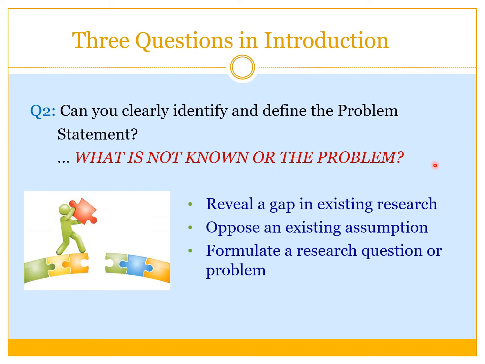Question 2 is, ask what is not known. After you have mentioned all the known factors, what else is not known? Those are the things that you're trying to solve in your paper. So you need to identify the problem, the problem statement. Usually the problem reveals a gap in the existing research, or sometimes it is opposed to an existing assumption. That's why you need to do research. And you need to formulate the questions or the problems that you're trying to answer in this part of the writing.